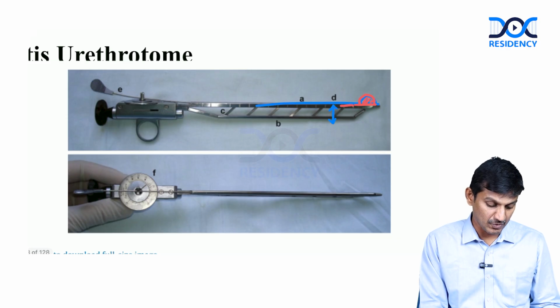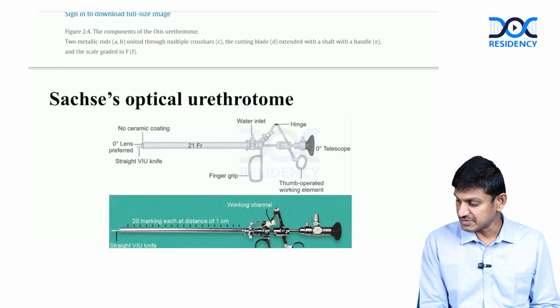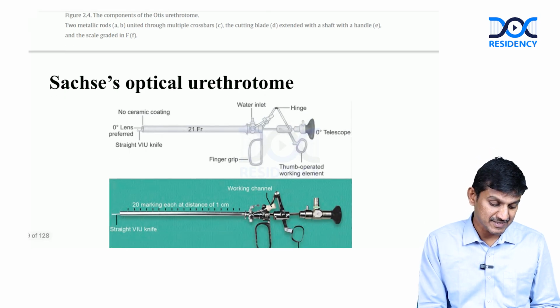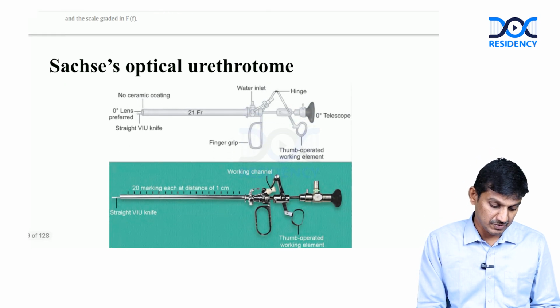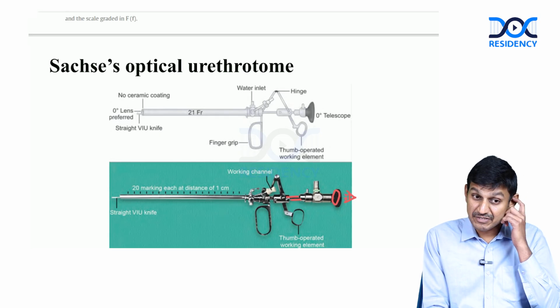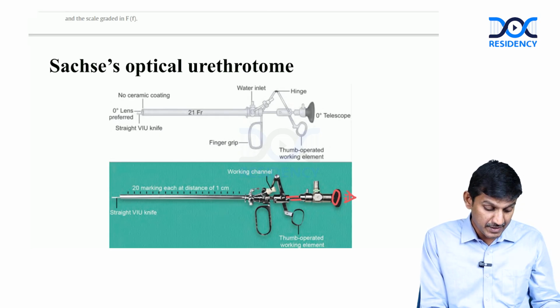There is one more urethrotome. A urethrotome means any device which is going to open up the urethra. This is called Sachse's optical urethrotome. See here, why is it optical? Because it has a telescope. You can insert a telescope and you can see, which means you can do this under vision. This is called Sachse's optical urethrotome.